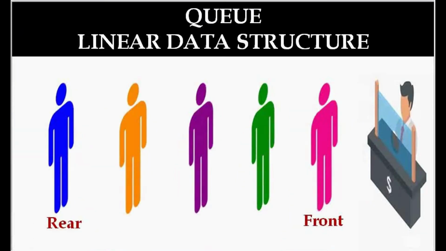Queue is also a linear data structure. In the linear data structure, the elements are arranged in a sequential manner. Other examples for linear data structure are list, stack, and array. Each element is connected to its previous and next elements. One end is always used to insert the data, and the other end is used to remove the data.